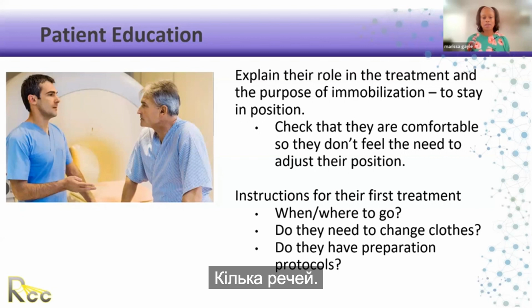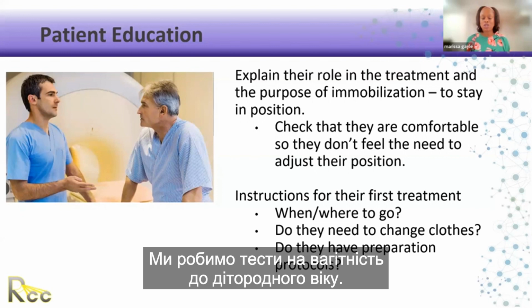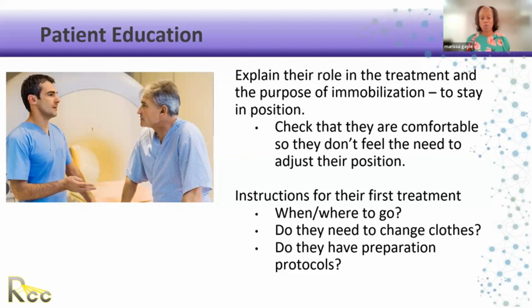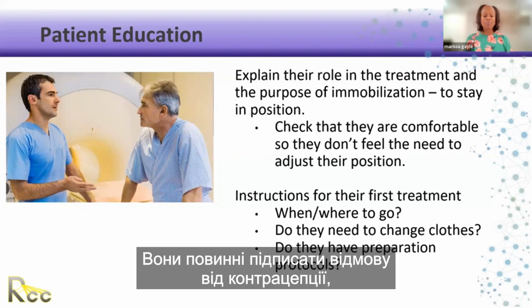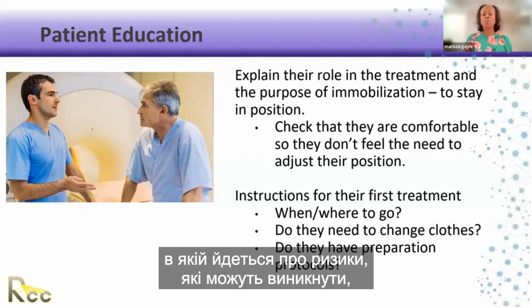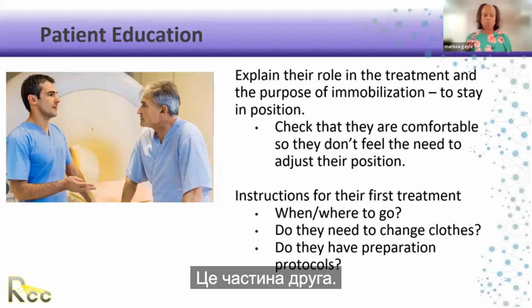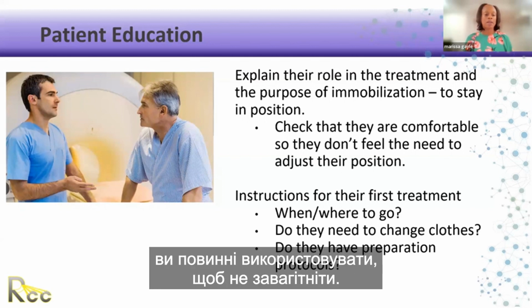A couple of things. I'm going to take it from the top. We do pregnancy tests on everybody that's childbearing age. For us that will be from the age of about 12 to 55, part one. Part two is before they start treatment, they have to sign a waiver saying what the risk would be if they do become pregnant. On that waiver, we will stipulate what kind of birth control you should use so that you do not get pregnant.